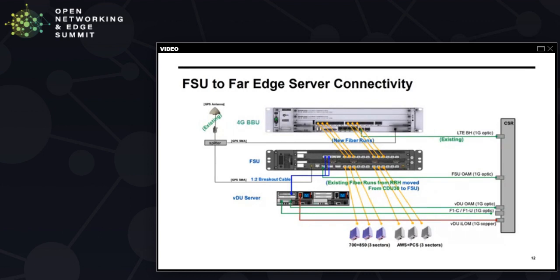And finally, the CSR. The CSR provides L2, L3 connectivity in the cell site and L3 connectivity back to the TAP and SAP. Connections from the BBU or VDU back to the TAP and SAP are known as backhaul. Backhaul connections are shown in green.